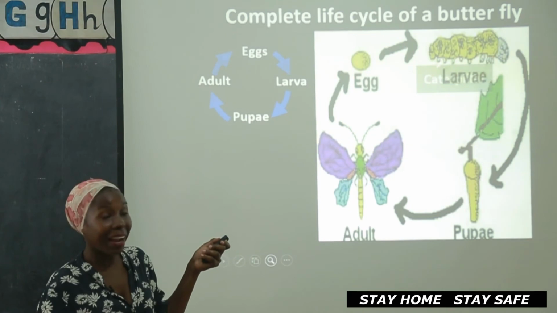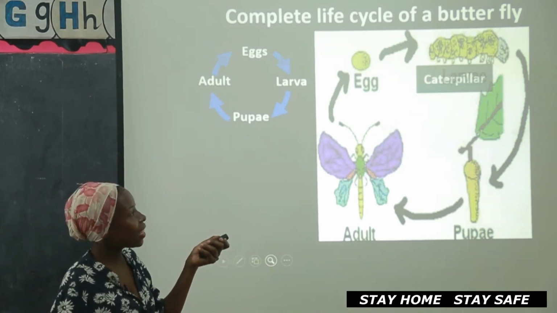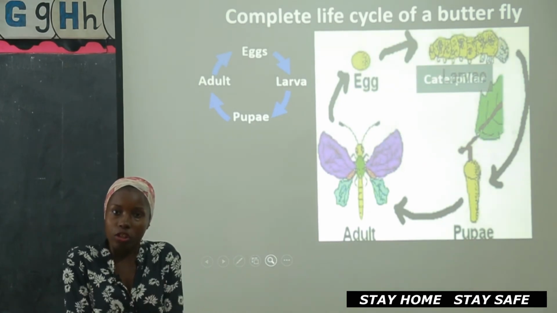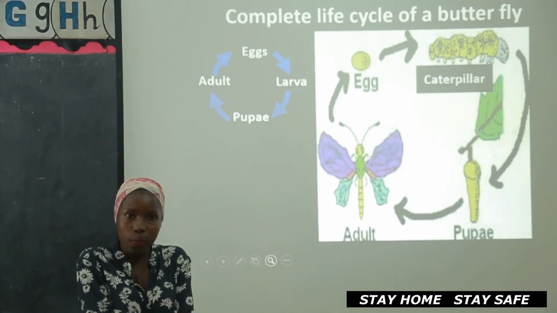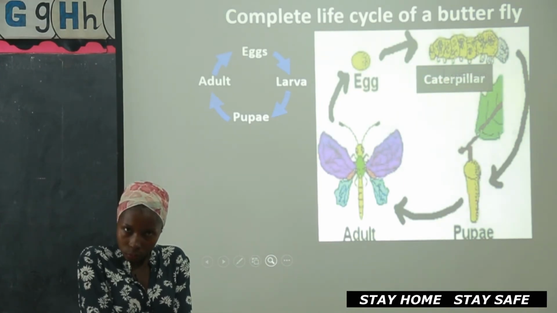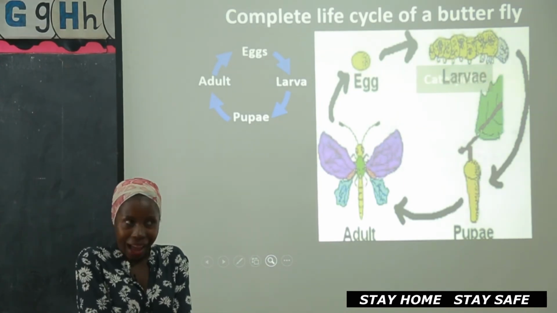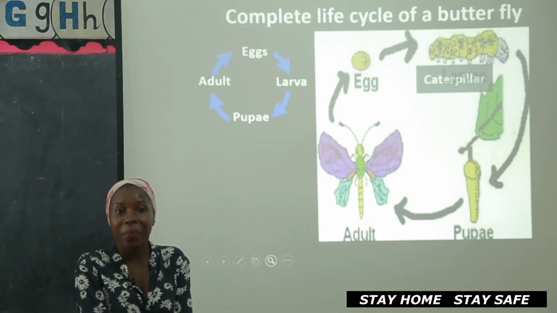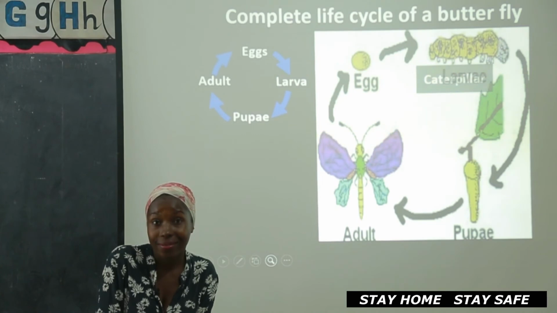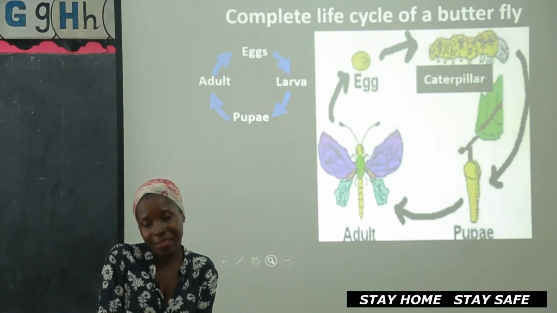And then this caterpillar, after some time, goes into a still motion, doesn't move, doesn't eat, and after some time, it forms a cocoon. After some time, the cocoon turns into a butterfly. All right? And it flies away.